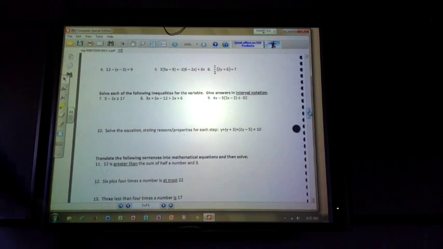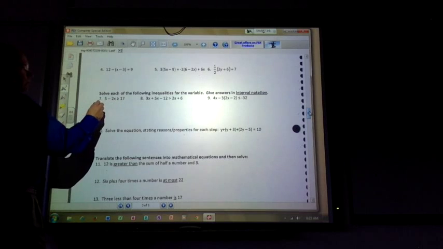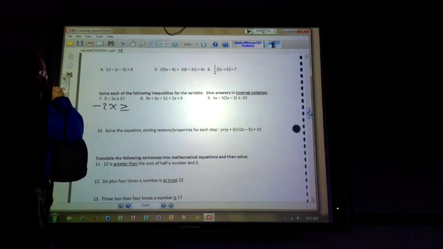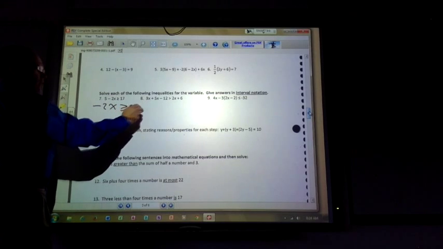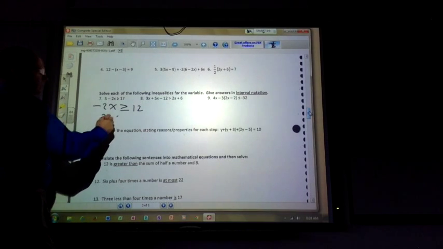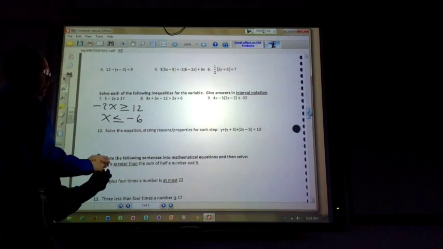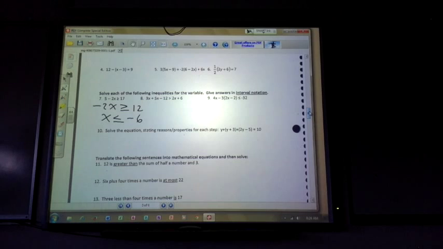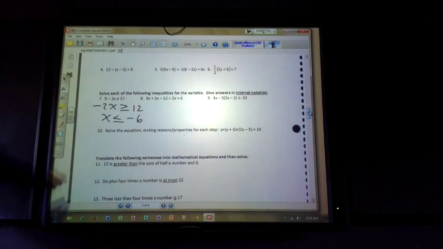Subtract 5 from both sides, okay? So I get this. The sign stays as is for now. Subtracting 5, I get 12. Divide by what? Negative 2. What's going to happen now? It flips the sign. Because I'm dividing by a negative, this sign's going to flip over. What direction is that pointing to go to? That way. Good. Which is left, which is negative infinity.